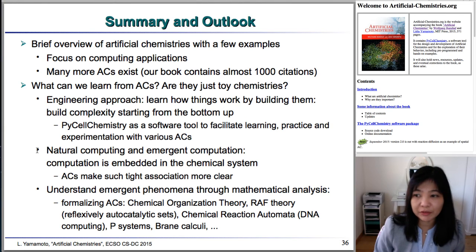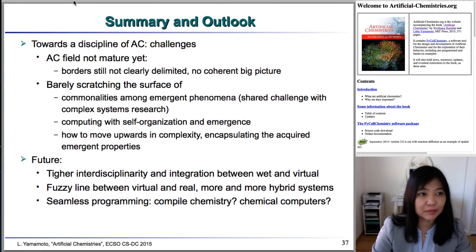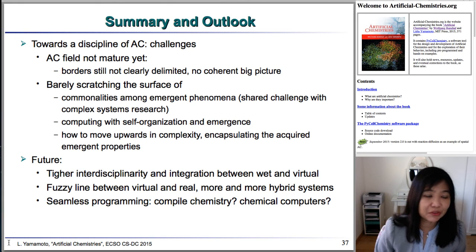In our book we have an introduction to most of these formal approaches, but I think much more can be done with that to understand how systems work. In the future, I think there is still a challenge to bring the artificial chemistries field to a discipline. What is really the discipline of artificial chemistries? The field is not sufficiently mature yet. The borders are still not clearly delimited. There is no coherent big picture.